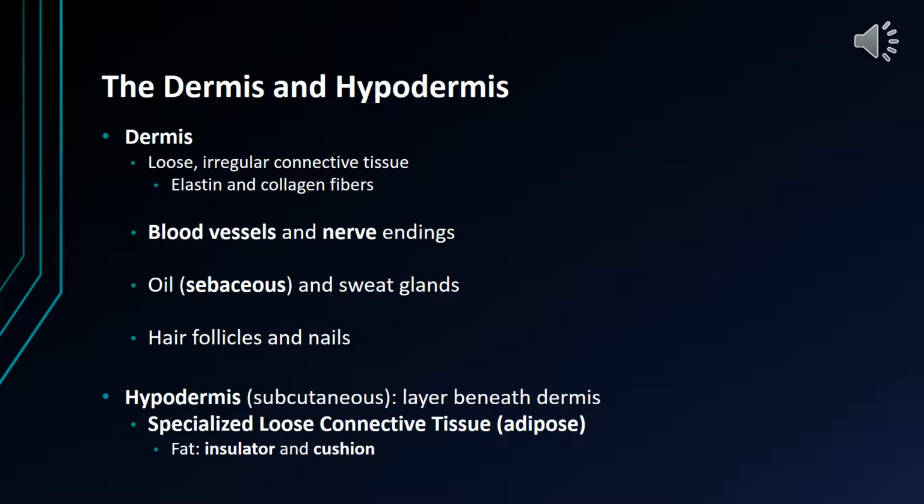And then finally there's the hypodermis, formerly called the subcutaneous layer, and this is the layer beneath the dermis. It's composed of specialized loose connective tissue, primarily adipose tissue, and this adipose or fat serves as an insulator, and this is how the skin helps to regulate body temperature, because we prevent heat loss through the skin because of this fat. And it also serves as a cushion within the skin.